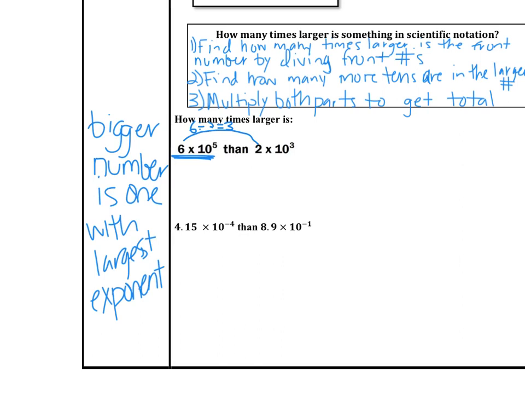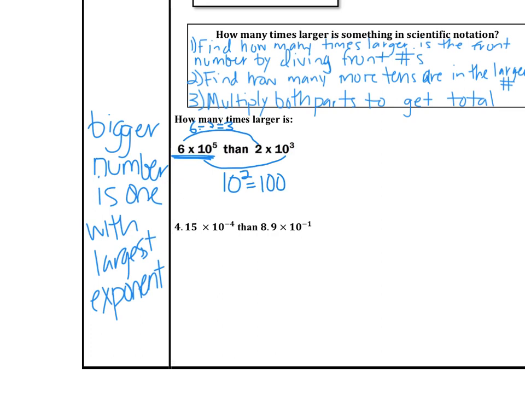Then I'm supposed to figure out how many more tens are in the larger number. So this one, the front number has 5 tens multiplied, and the second number has 3 tens multiplied by each other. So there are 2 more tens. So I'm going to write 10 to the second. That is how much more is in the first number. And I know that 10 times 10, 10 to the second, is 100. So the back number is 100 times bigger.